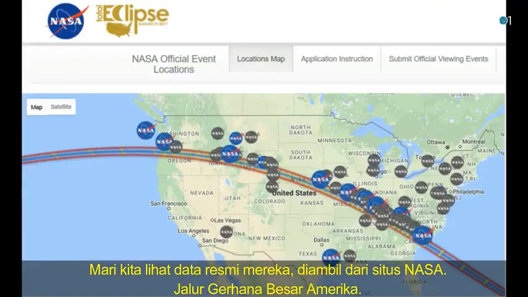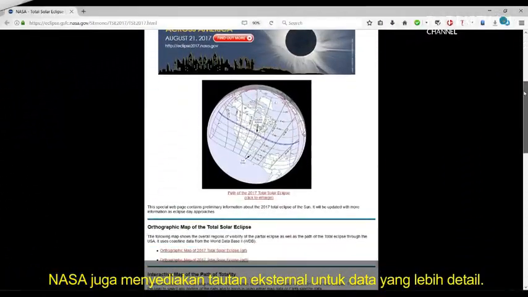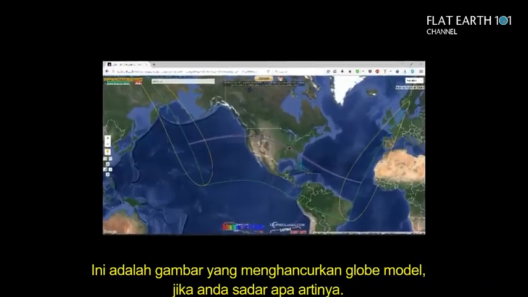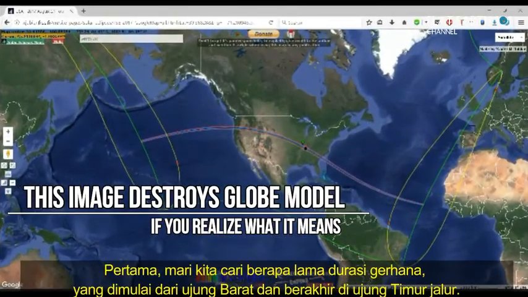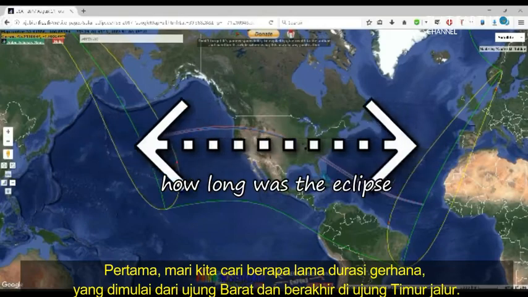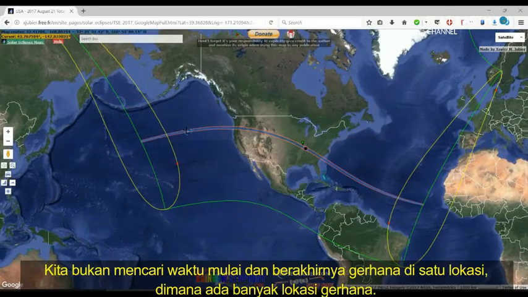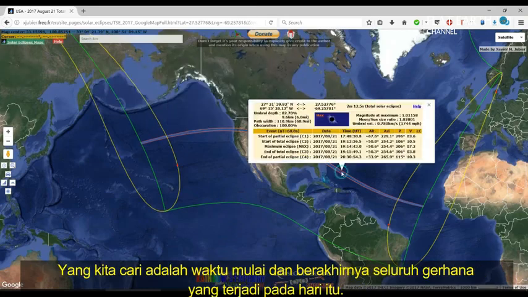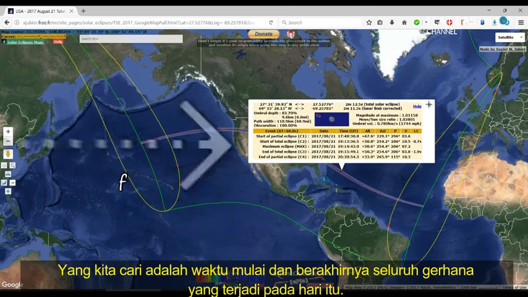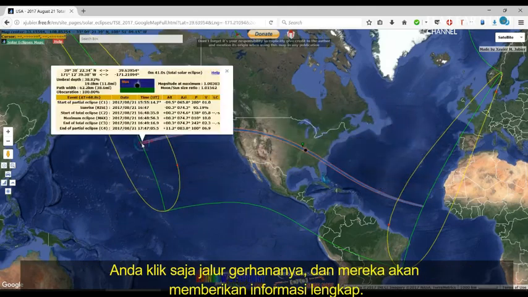Let's take a look at their official data taken from NASA's website, the Great American Eclipse Path. NASA also provides external link for more details. This is a picture that destroys globe model if you understand what it means. First, let's find out the eclipse duration that began at the far west and ended at the far east. We're not looking for eclipse beginning and ending in one location, as there are so many locations. What we're looking is the beginning and ending of the whole eclipse happened on that day. You just click the path and they give you complete information.